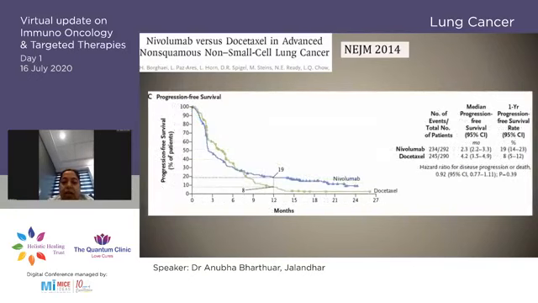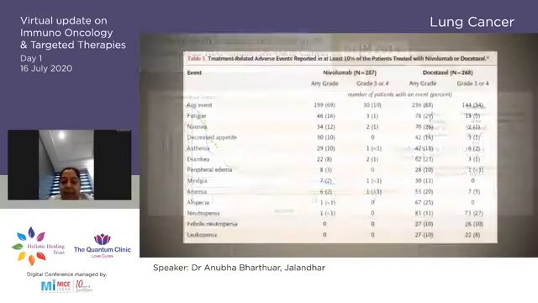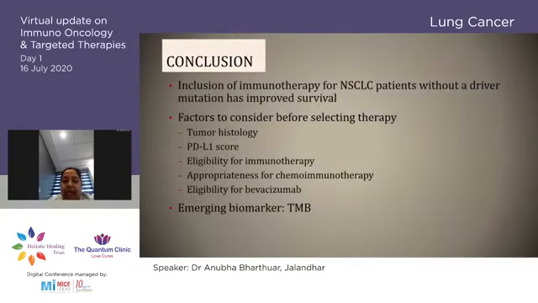Next slide, please. My conclusion is that in today's era, the inclusion of immunotherapy for patients without a druggable mutation has improved survival. Average survival prior to immunotherapy was anywhere between 10 to 12 months. With the arrival of targeted therapy, we improved it by 2, 3 months more. But now there are some patients, albeit low in number, who are able to survive for almost 3 years. The factors we have to consider when selecting therapy are, of course, tumor histology, the PD-L1 score, but also eligibility for immunotherapy. While we all like to think that the toxicities are decreased as compared to chemotherapy, there still remain significant toxicities with immunotherapy that can prove to be fatal.